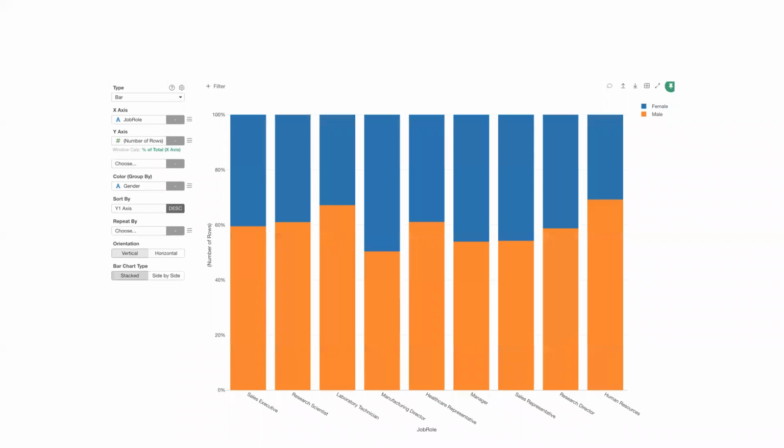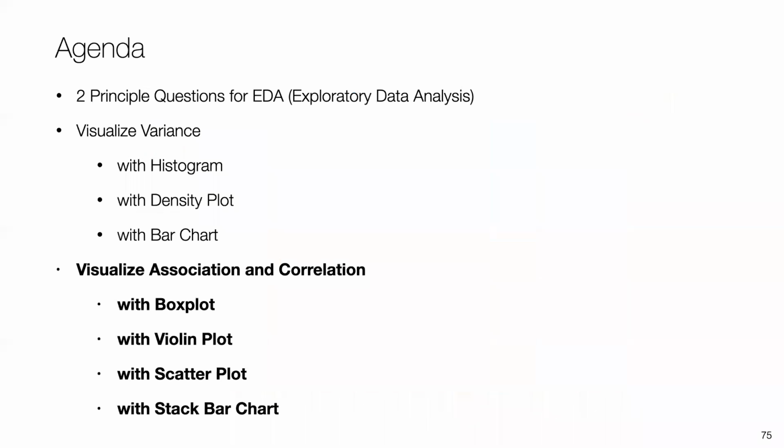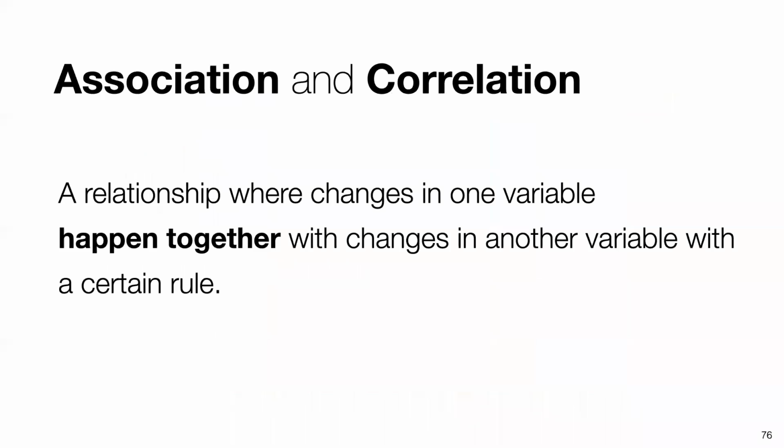Also, you can visualize as a ratio. I'm going to cover this in the association section later, so I'm going to skip this. Okay, so those are the variations. We have basically been using histogram, density plot, and bar chart to understand variance by visualizing it. And from here, I want to step into the association and correlation arena. So, association and correlation.